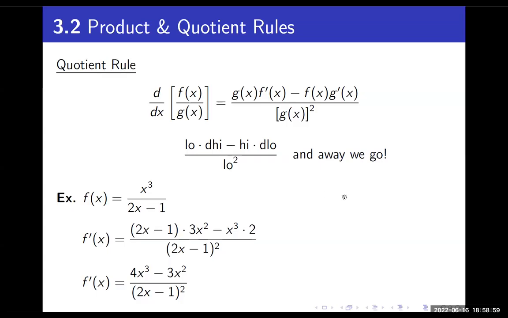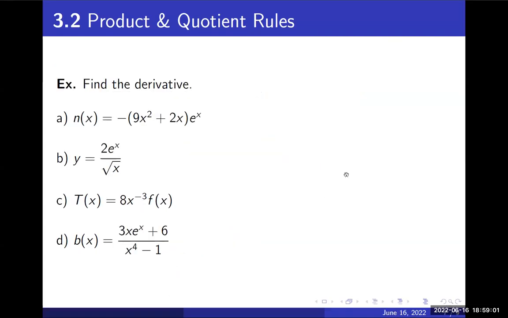All right, let's get back to it. We just learned the product and quotient rule. Let's try out these examples. Find the derivative. We got some good ones.